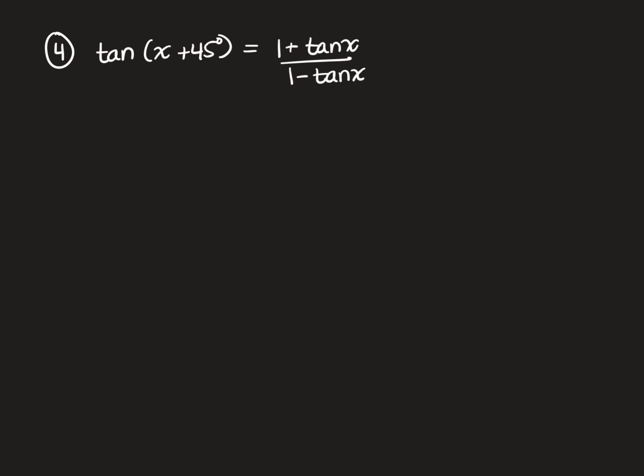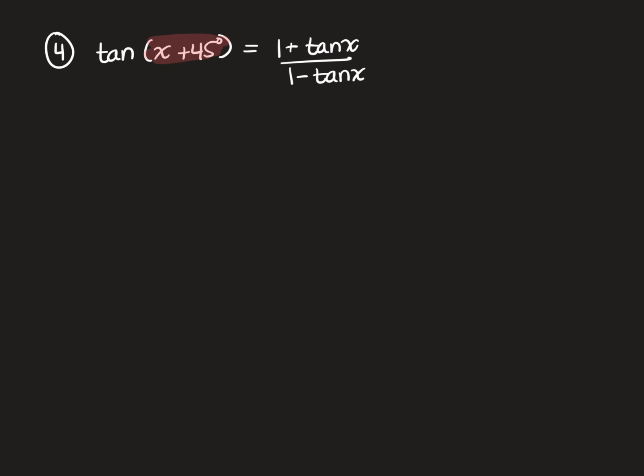All right, let's go through a few more. The key to this is recognizing that you have this sum or difference of an angle. A lot of you are going to want to distribute a tangent. You can't do that. You have to first follow order of operations. You would have to first add x to 45 and then take the tangent of that. And since we don't know what x is, we have to use our formulas.